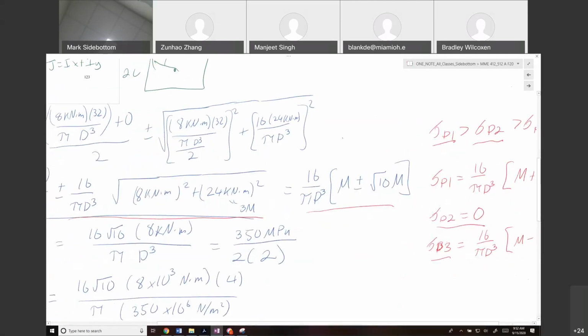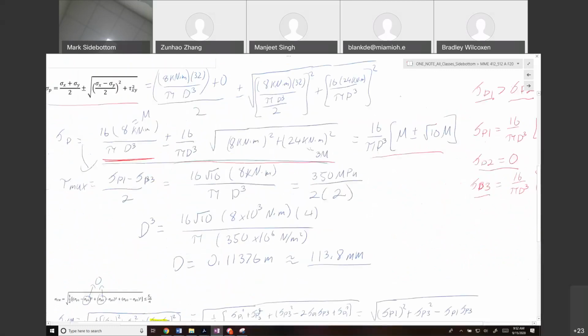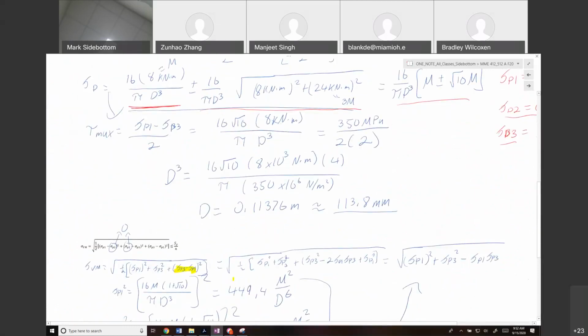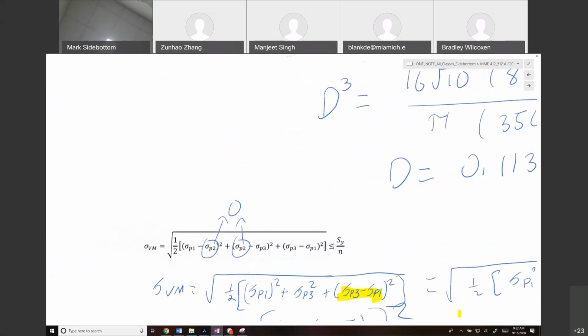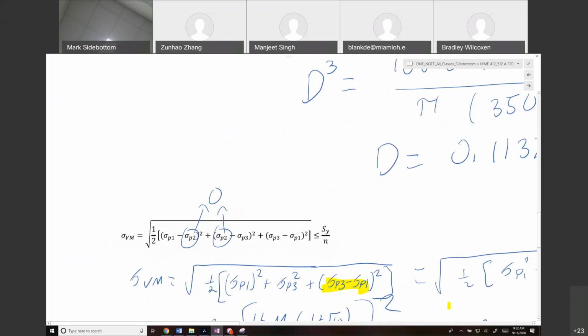If you had set sigma p3 to be 0, you'd end up getting the same equation. So it doesn't really matter, because in this equation you would have ended up with sigma P1 minus sigma P2 squared, then this term would have just been sigma P2 squared, and then this term would just be sigma P1 squared.